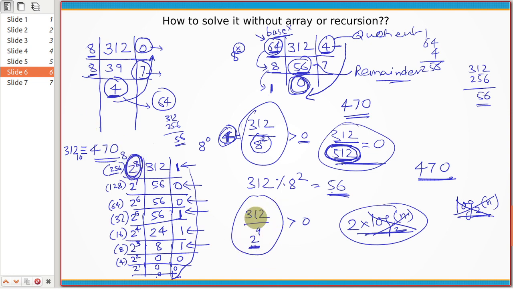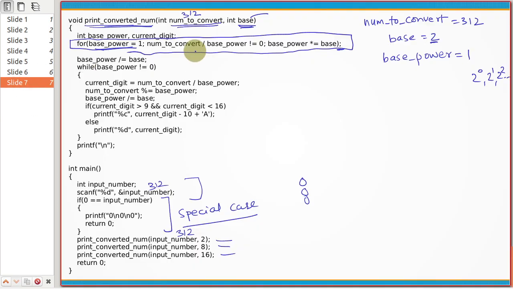So how do you do it? The given number, you keep dividing it by 2 raised to 0, 1, 2, 3, and so on until you get 0. That's exactly what we are trying to do here. Number to convert, we will divide it by base power and we will continue the loop if it is not 0. And in each iteration, I am multiplying base power with base.